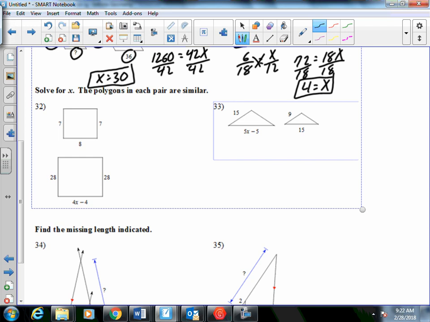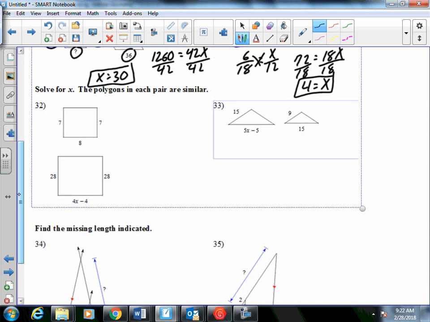32, 33, solve for x. And the polygons in each pair are similar. So same basic idea of what we just did. It just got a little more complicated because we've got x's in there with other numbers on the sides. So still look for corresponding sides, 7 and 28. Make the first ratio, and then 8. Here we'll go with 4x minus 4.